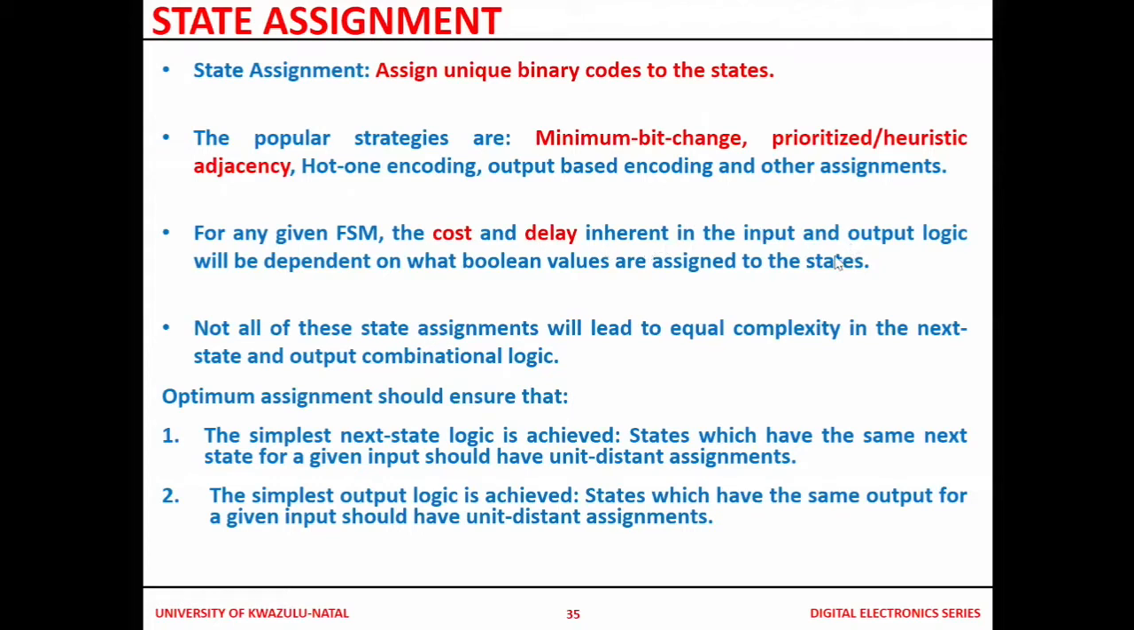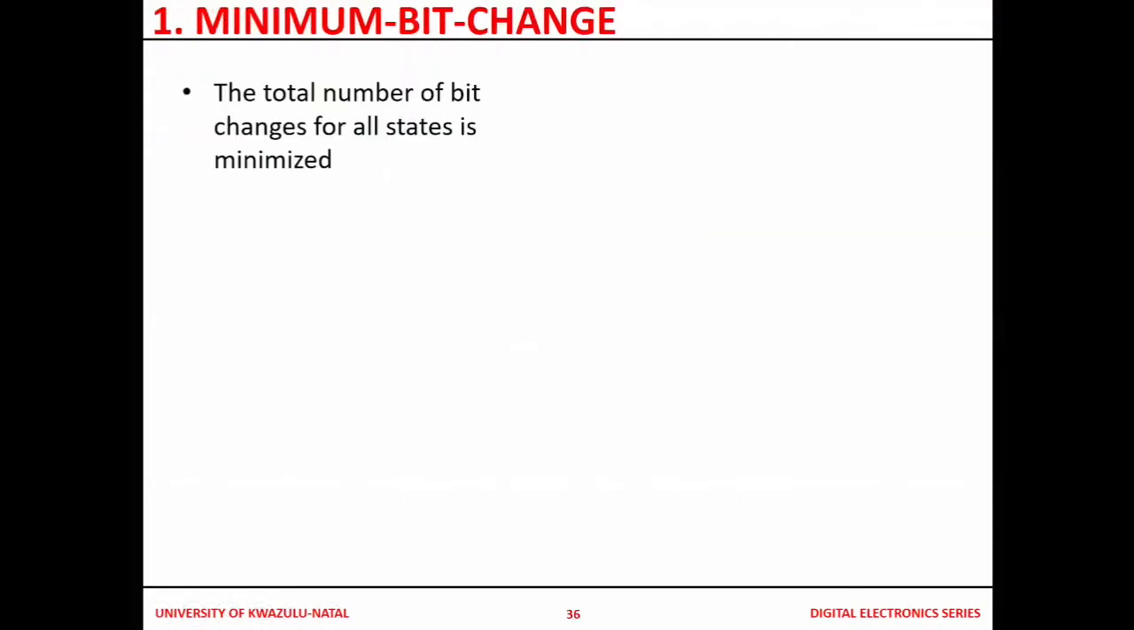of a finite state machine is inherent in the input and output logic, and it depends on the assignment. Different assignments lead to different complexity in the next state and output logic. So an optimal assignment should give the simplest next state logic. In other words, the states that have the same successor, same next state, should have unit distance assignment, and those that have the same input output logic. So we will only look at two and mention the others.